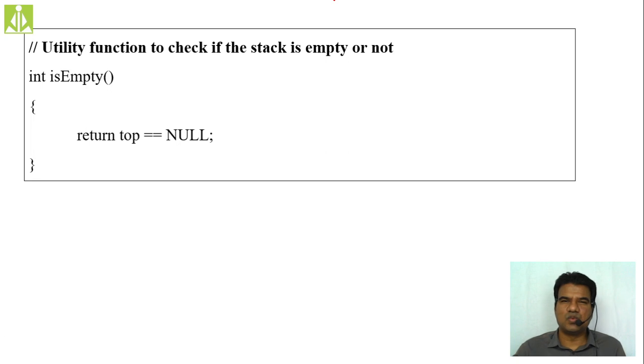Simply you can write this one line of code: return top equals to null. That's it. Whenever this condition becomes true, this function will return true. If top is equal to null, this will return true, which means the stack is empty. And if top is not equal to null, this will return false, which means the stack is not empty.